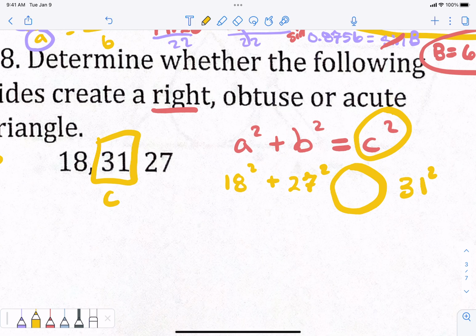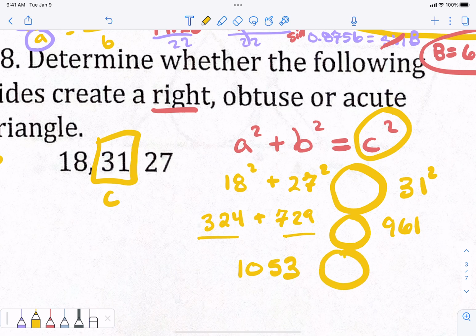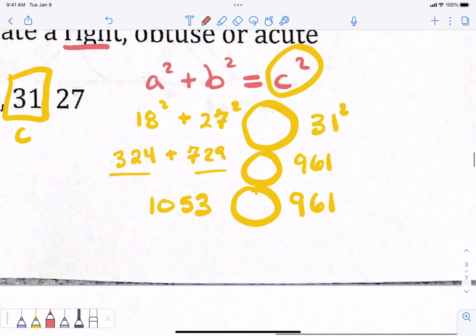Let's figure it out. So 18 squared is 324. 27 squared is 729. I don't know these off the top of my head. I can't do these. 31 squared is 961. Okay, if I add these two together, I get something crazy. 324 plus 729 is 1053 if I add those together. Okay, what are those in relationship to 961? Okay, this is bigger.